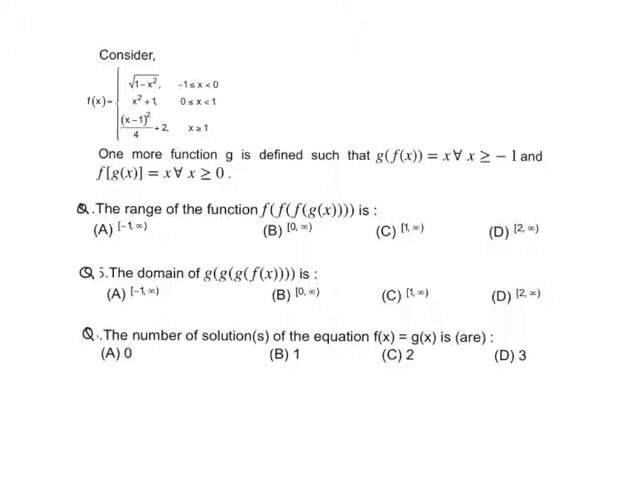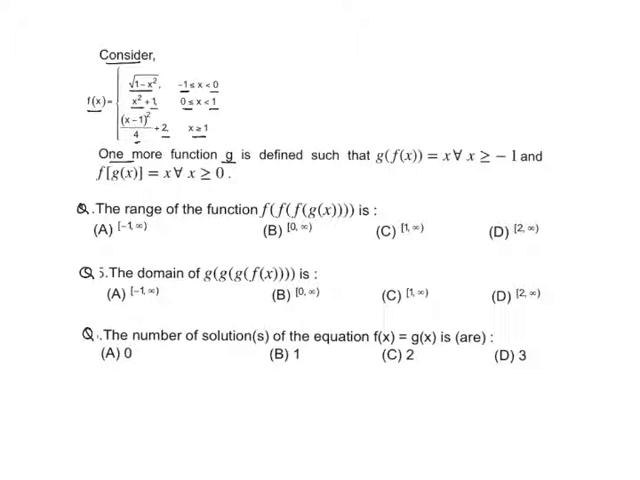Next comprehension problem is, consider f(x) is defined as root over 1 minus x square when x is greater than or equals to minus 1 to less than 0, x square plus 1 when x is greater than or equals to 0 to less than 1, and (x minus 1) whole square divided by 4 plus 2 when x is greater than or equals to 1.